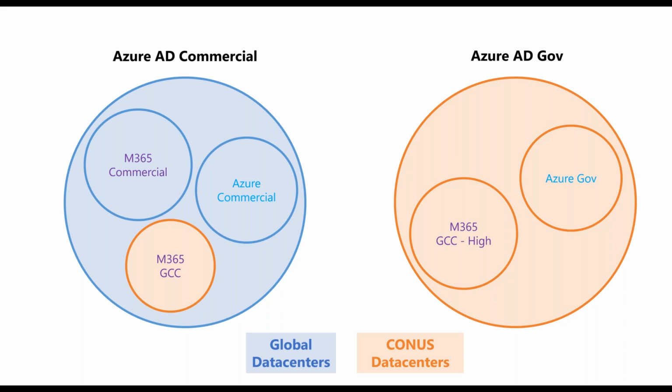The key thing is that Azure AD Gov is the directory for Microsoft 365 GCC High, as well as Azure Government. At the same time, since those are in orange, those two also reside only within the continental US, meaning all the data only resides within the continental US, which is important for a number of compliance requirements.